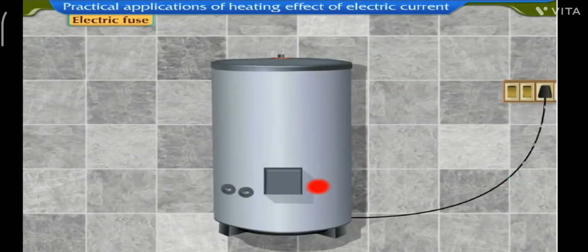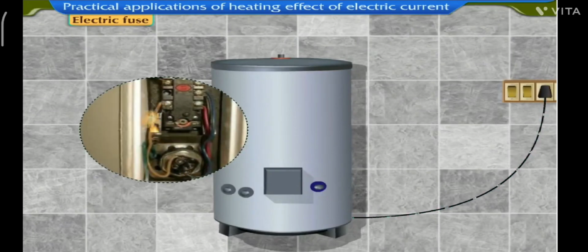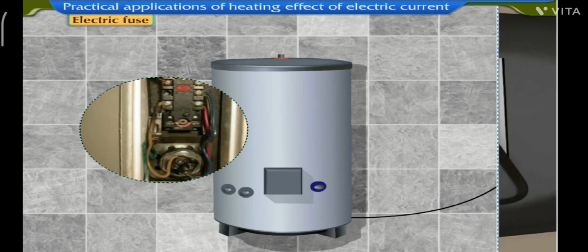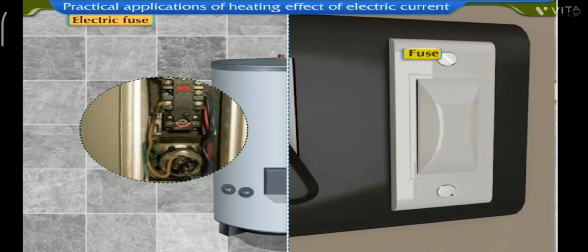Electric fuse. When a large amount of electric current flows through any electrical appliance, it can overheat the wires present inside the appliance. This can cause damage to the appliance. In order to protect electric circuits and electrical appliances against excess flow of current, a safety device called a fuse is used. Let us understand the working of an electric fuse.